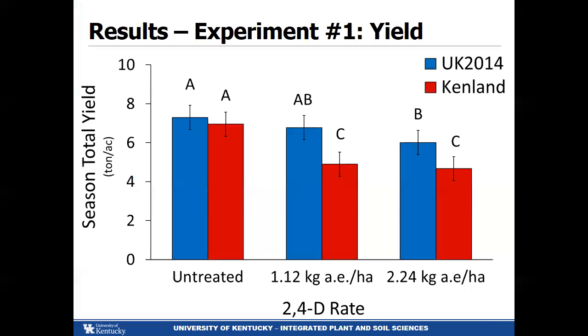And the most interesting results come at the high rate, 2.24, where there was a reduction in UK, which we were not expecting based on our greenhouse results. And we were also not expecting that Kenland's yield would not be reduced more by the increase of 2,4-D rate. So there's also an inherent tolerance in Kenland that we were not expecting and we found. And it's worth mentioning we didn't find a higher order interaction with the timing of the year we sprayed the 2,4-D.